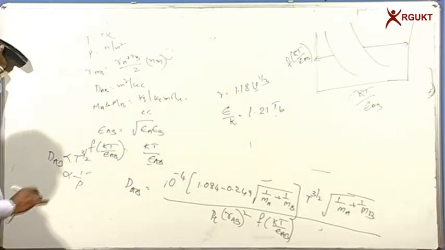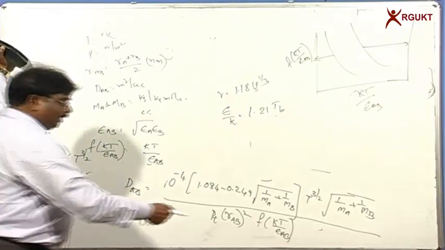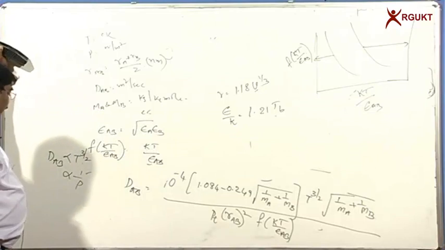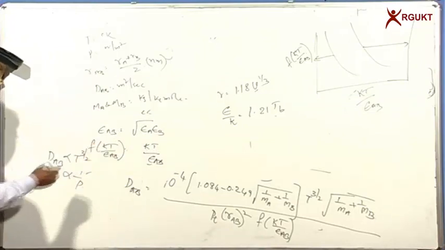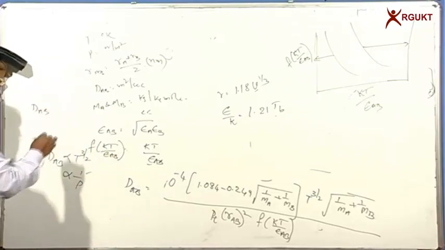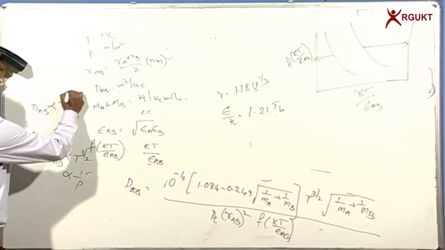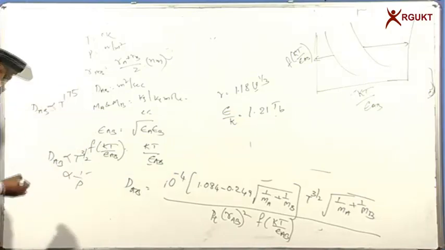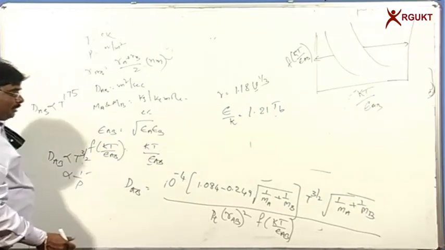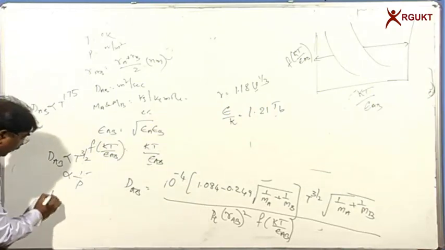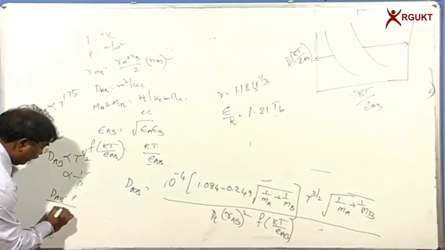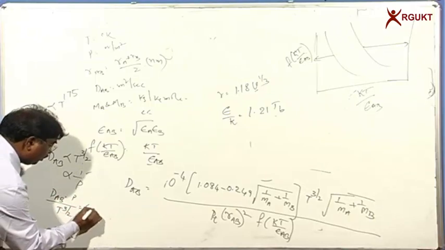Strictly speaking, this is not the exact relationship. The collision function is also a function of temperature. So if you look at the equation seriously, DAB is not exactly proportional to T to the power of 3 by 2; it may be proportional to T to the power of 1.75. For simple calculations, without making complex equations, we can say DAB into P divided by T to the power of 3 by 2 is equal to a constant.